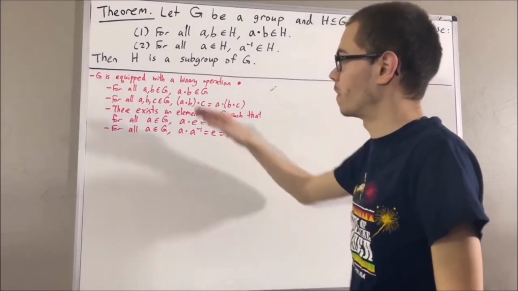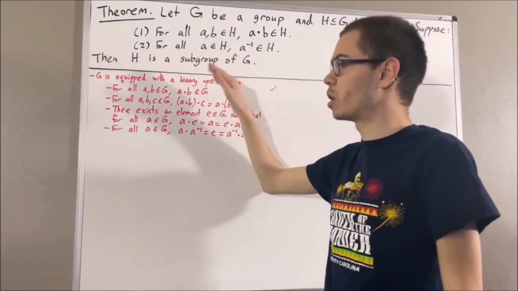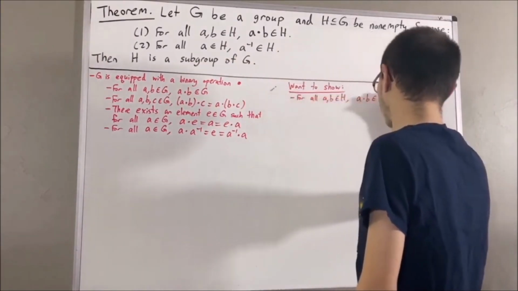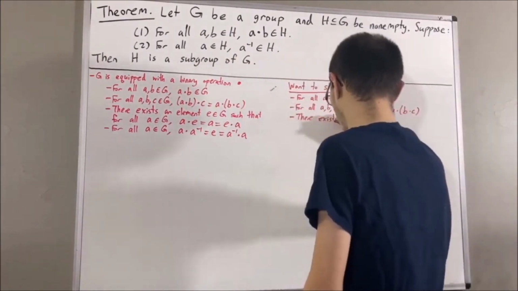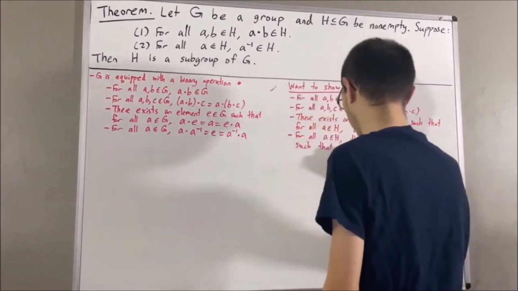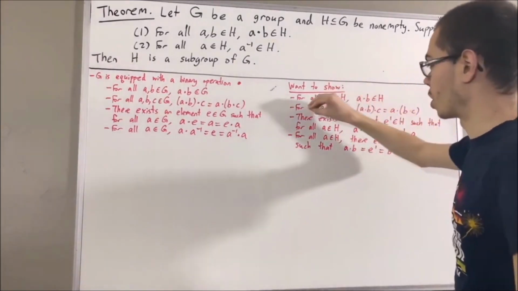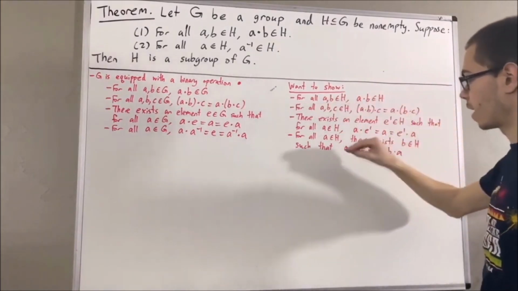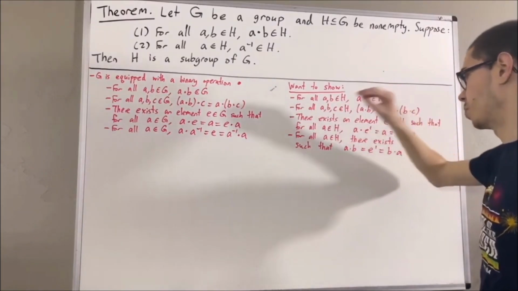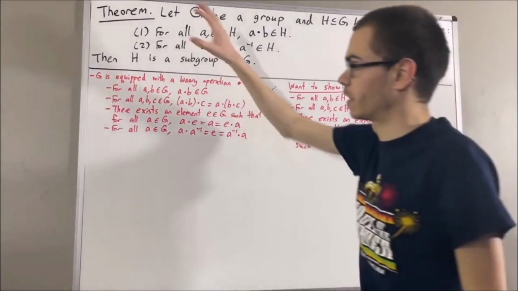Now the whole goal is to prove that H is a subgroup of G. And what that means is we want to show that H is a group under the same operation as G. In other words, we want to show that H is closed under the binary operation. We want to show the associative law holds for H. And we want to show that H has an identity element. And we want to show that every element of H has an inverse. Okay, so now let's get into proving this theorem.